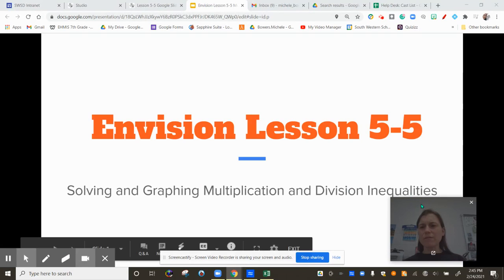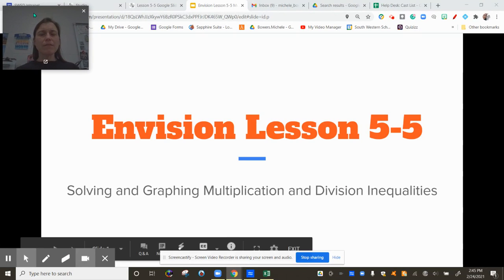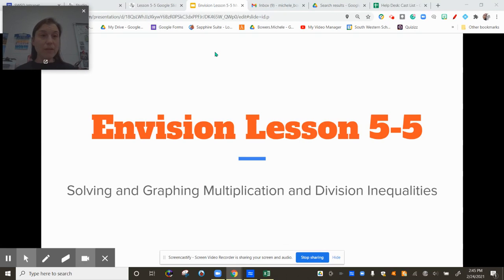Hi, let's look at this lesson from Envision lesson 5.5, and this is on solving inequalities with multiplication and division, and we're also going to graph them.